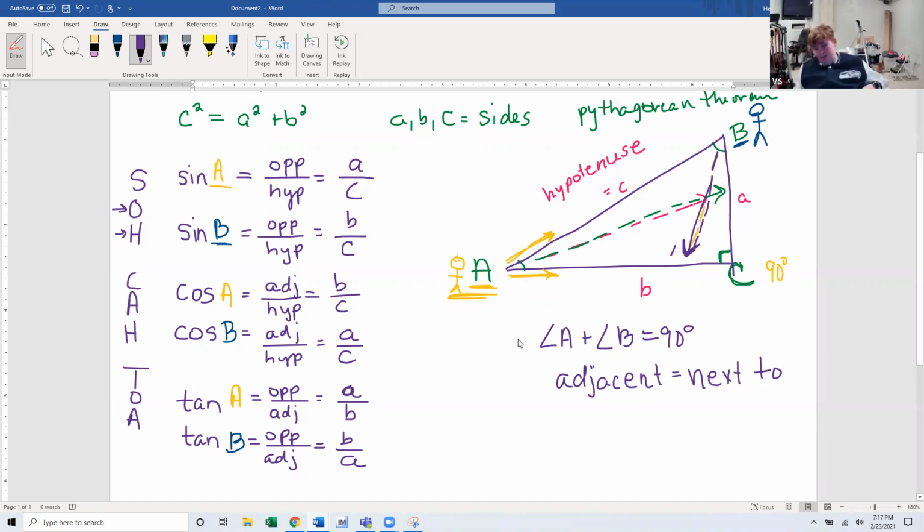So does anybody have any questions about this piece before I do the last part? Does this all make sense? Just how it's all mapped out, what the word opposite means, what adjacent means? Yeah.